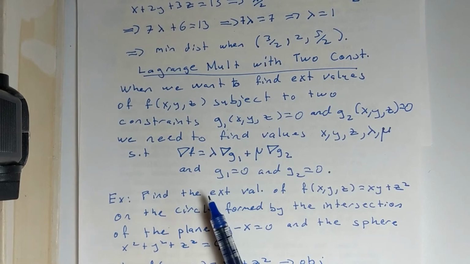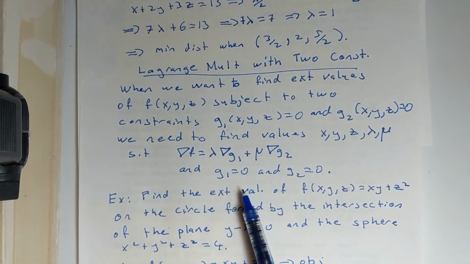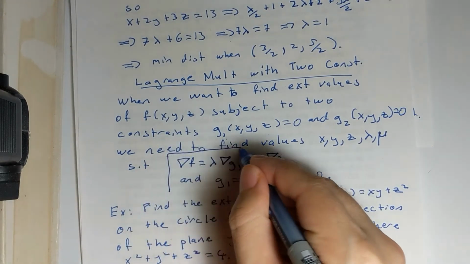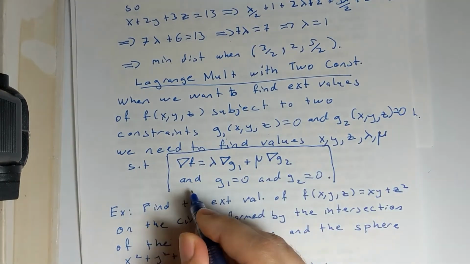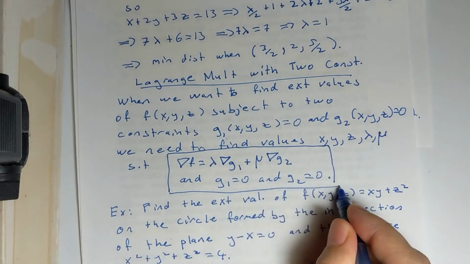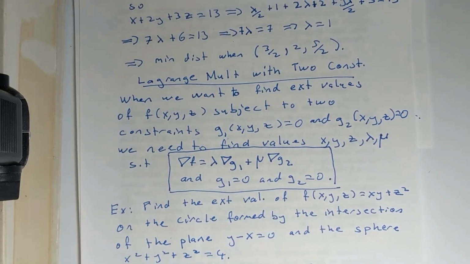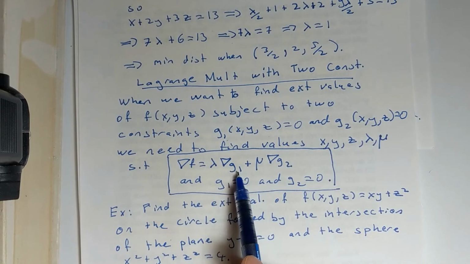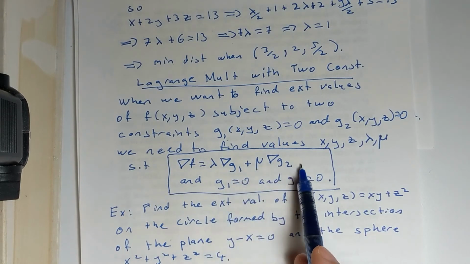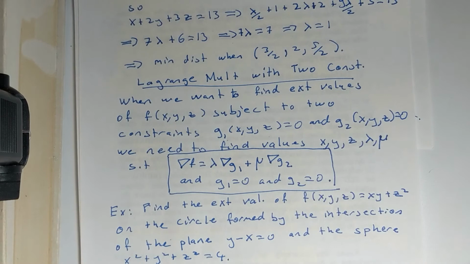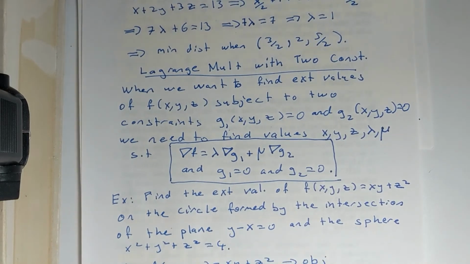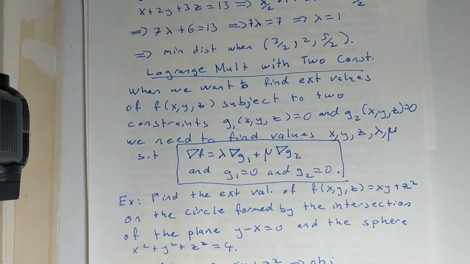All right, and of course we want g1 equal to 0, g2 equal to 0. So this is your equation when you're dealing with two constraints. If you were dealing with three constraints, you would do gradient of f equals lambda 1 gradient g1, plus lambda 2 gradient g2, plus lambda 3 gradient of g3, and so on. You can do as many constraints as you want, but of course they get much harder to solve.